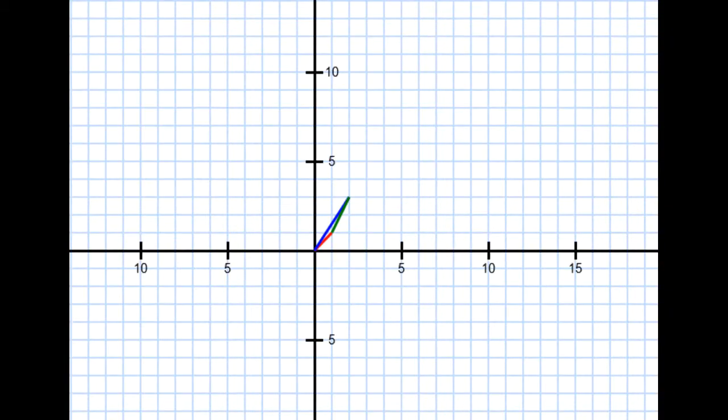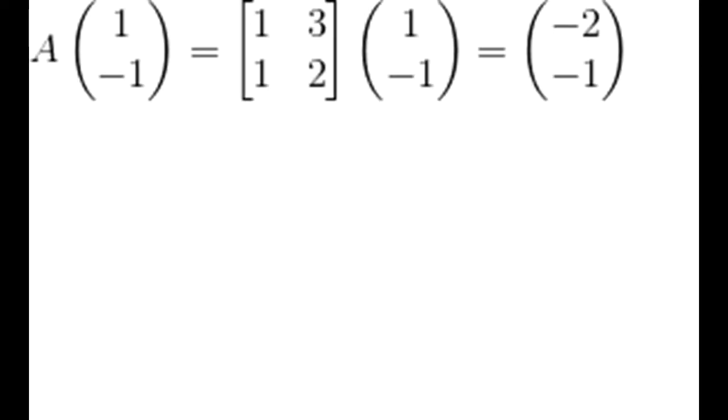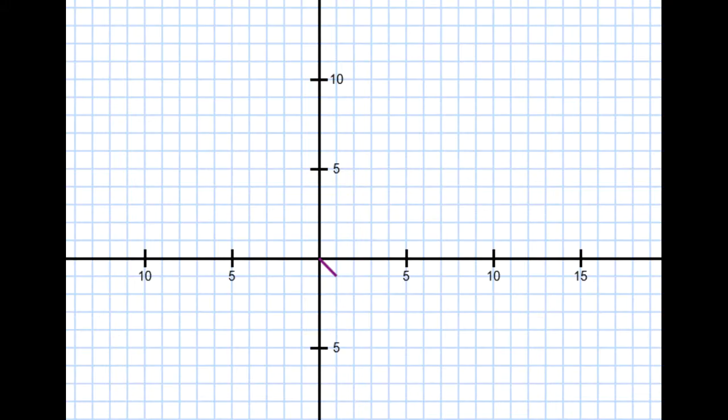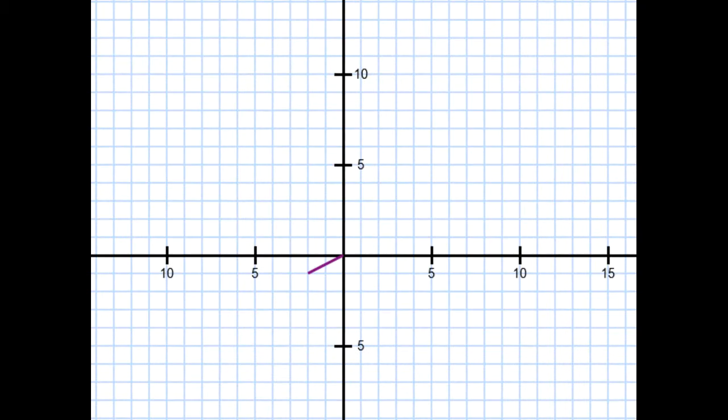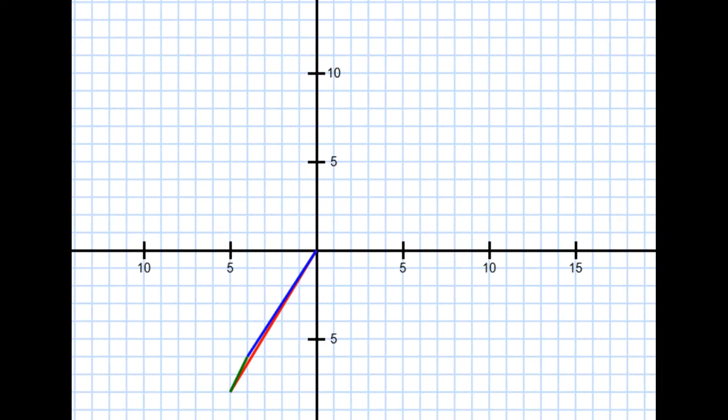This is the way you would express 1, 1 as a linear combination of the columns of Q. Then we operate on 1, -1 by A. This gives us the vector -2, -1. This is simply the way that A operates on the Q coordinates of 1, 1. Now that we have our resultant vector by A, we interpret it as a linear combination of the columns of Q. Taking negative twice the first column of Q and negative once the second column of Q gives us the vector -5, -8.